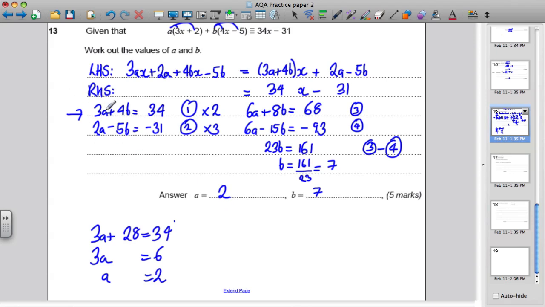Check your 2 and 7 work. 3 times 2 is 6. 4 times 7 is 28. 6 adds 28 is 34. 2 times 2 is 4. 5 times 7 is 35. 4 take away 35 is negative 31. I definitely got the right answer.